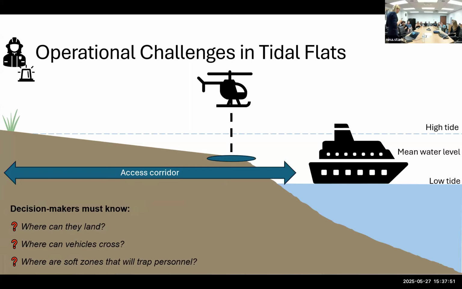So what we need is access corridors. We need landing spots that we can define in tidal flats. And those are right now still operational challenges. Decision makers must know where they can land, where vehicles or persons can cross, and where the soft zones are that will trap personnel. So we need real information about this area.